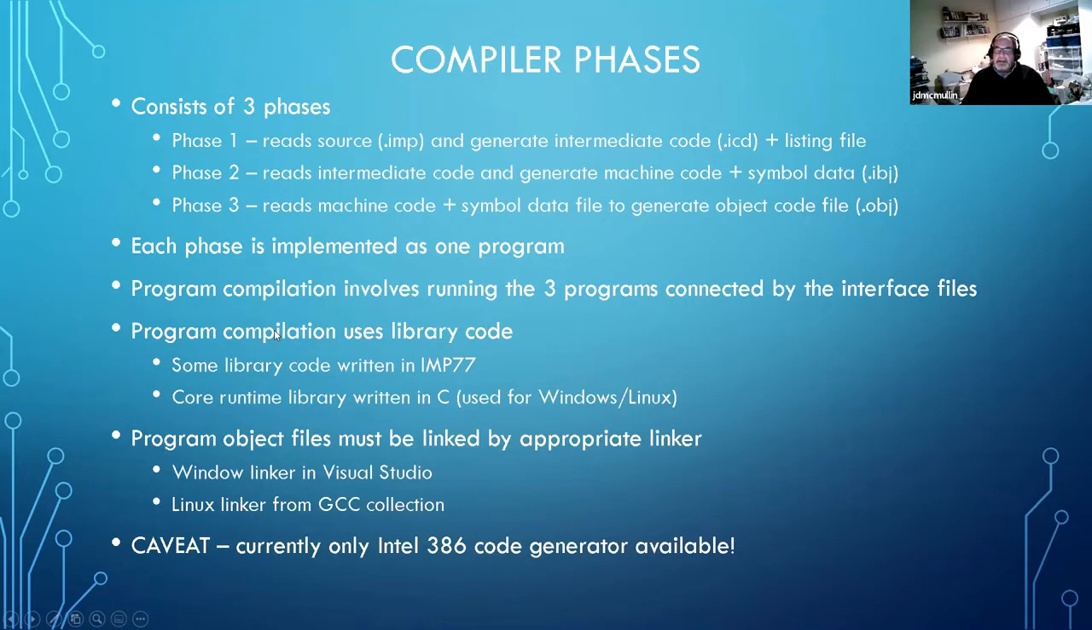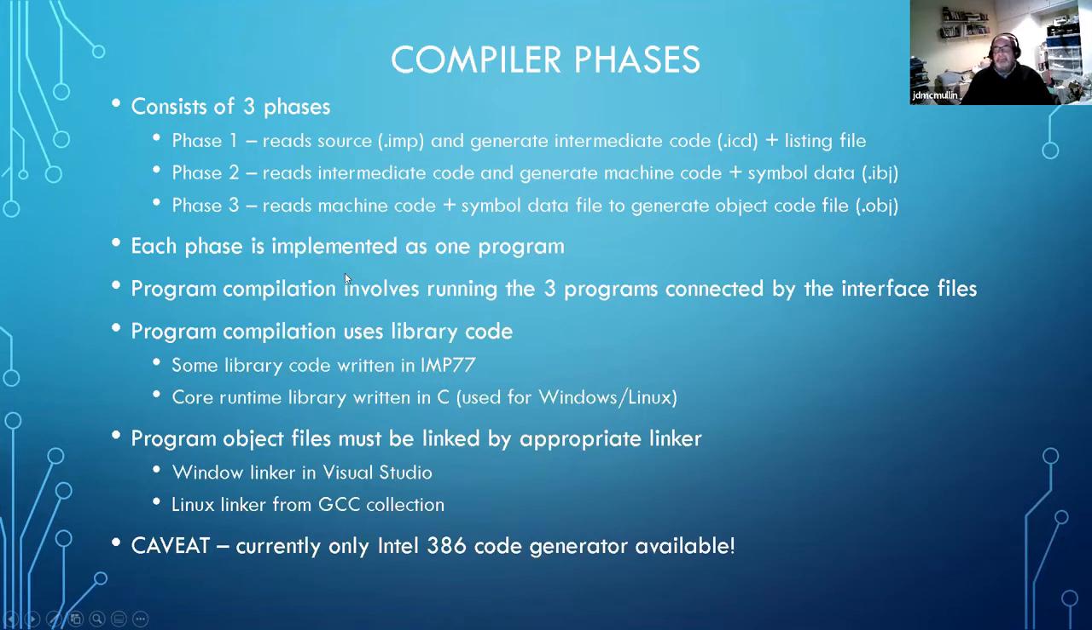A language can and will use library code. So some of the library code is written in IMP77, and the core runtime library has been written in C, which is usable on Windows and Linux. Project object files, the program object files, must be linked by the appropriate linker. So the Windows linker from Visual Studio or the Linux linker from the GCC collection.